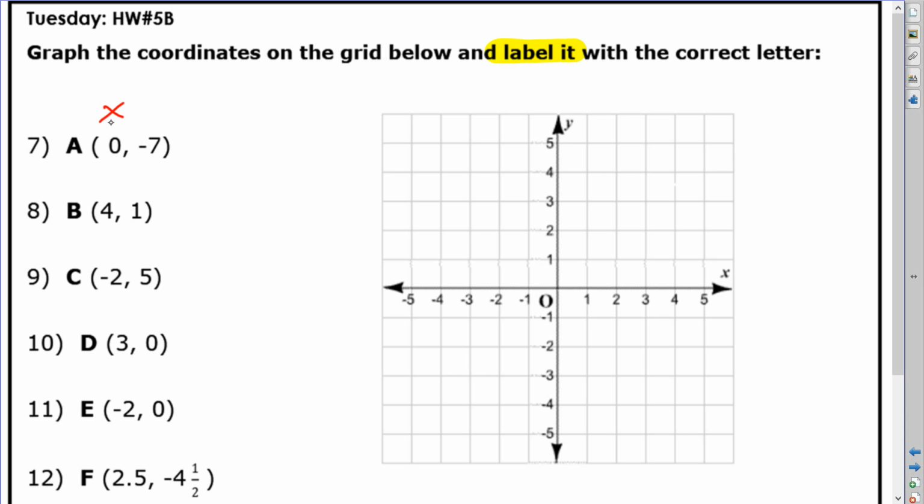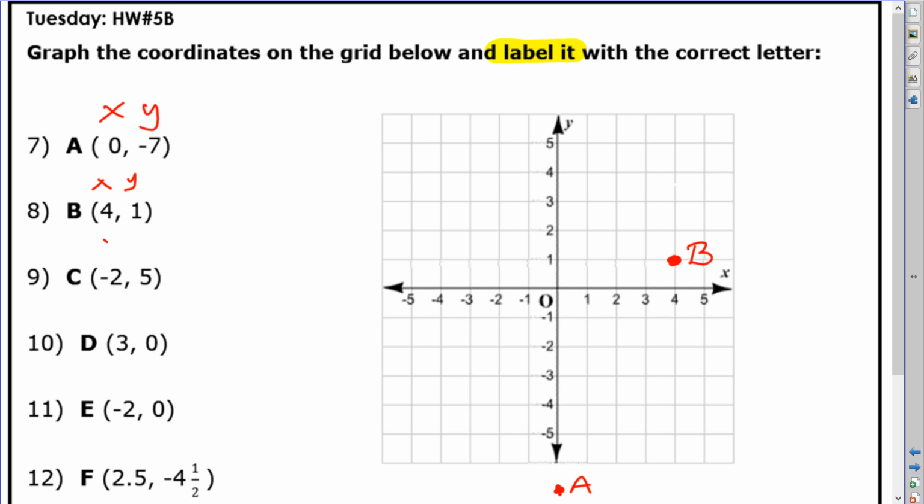So 0 on the x-axis and negative 7 on the y-axis. So 0, negative 1, negative 2, negative 3, negative 4, negative 5, negative 6, negative 7. That actually is off the grid. All right. Letter B. 4 on the x-axis. That means 4 to the right. And 1 on the y-axis. So 1, 2, 3, 4. And 1 on the y-axis. So we'll label that B.